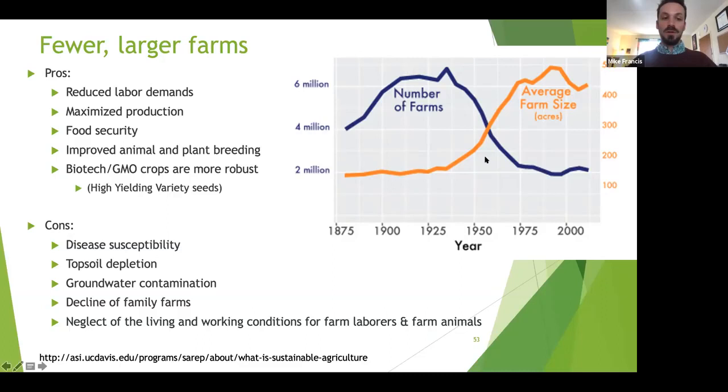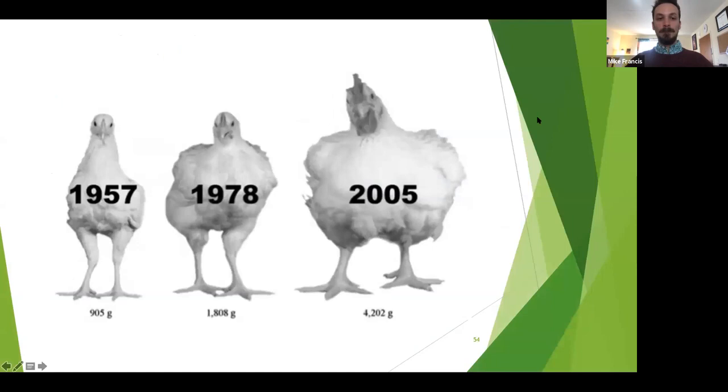So we already talked about disease susceptibility. Let's talk about farm animals now. This is the average weight of a broiler chicken. Since 1957, we've seen that they've quadrupled in size, and this is due to factory farming and also increases in farming technology throughout the years.